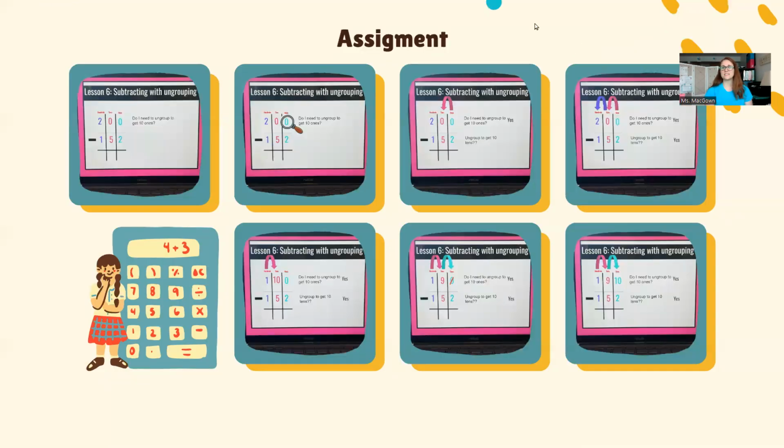So one of the strategies that I actually have used, and here's an example of what I have, is writing out and color coding each number. What I start with is just simply writing out my number. In this case, I have 200, take away 152. I will have my students start in the ones place and circle the number. Is there enough on top, or do I need to ungroup to get 10 ones? In this case, we can see that we do need to ungroup.